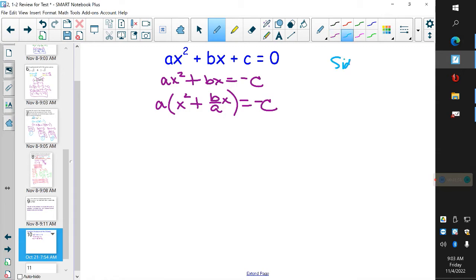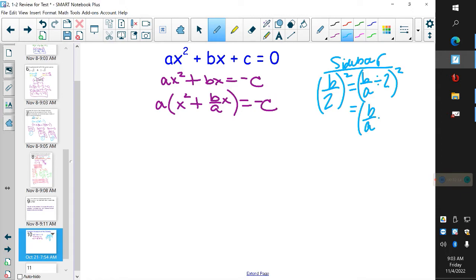Sidebar. So I'm going to take my b value and divide it by 2. What is b? B over a. And I'm going to divide that by 2. Notice how I write that horizontally? When you divide by a number, you are actually multiplying by its reciprocal, so that's a keep, change, flip. So this is going to give me b over 2a, and I'm squaring that.